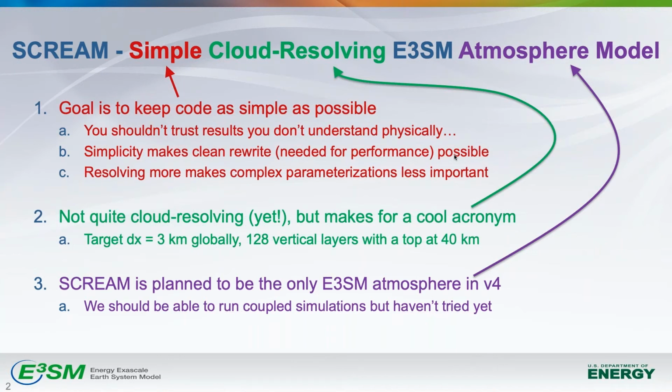So it makes it easier. And because we're targeting really high resolutions where we actually explicitly resolve a lot of processes, that allows us to use simpler parameterizations. You don't have to have as complex a subgrid scale representation. So in terms of the cloud resolving bit, I should note that we're not really cloud resolving in the sense that we have 3 kilometer grid spacing globally, 128 vertical layers, which is more than E3SM, which has 72, and a model top at 40 kilometers, which is lower than E3SM as well.